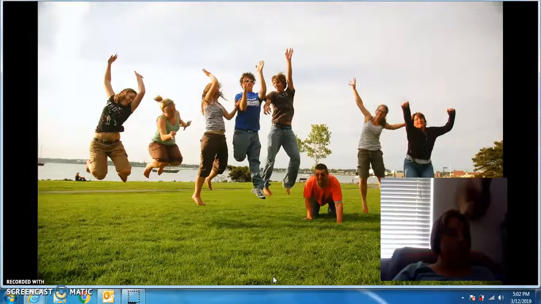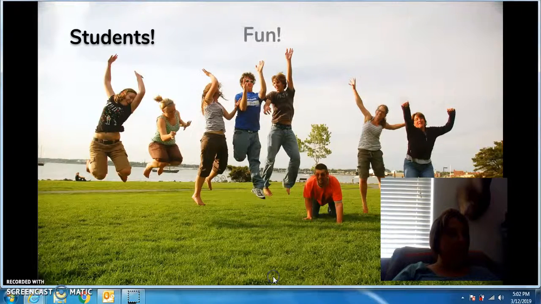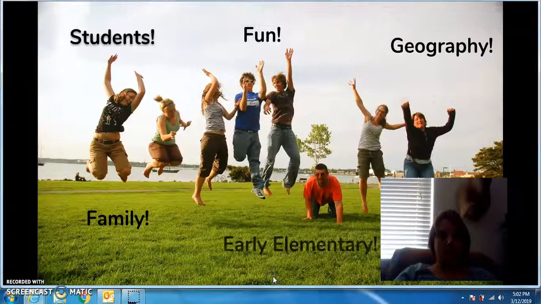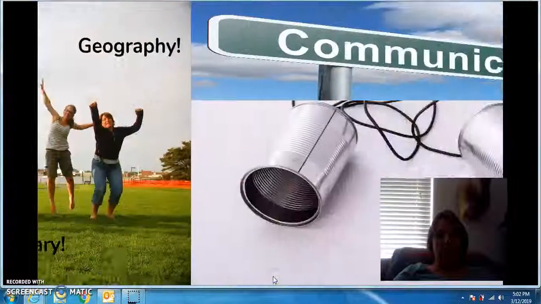This night is all about having fun with geography while bringing their families and learning more about the world around them and thinking and identifying places of importance. The target age group will be kindergarten through 3rd grade. Who wouldn't have fun doing things outside?